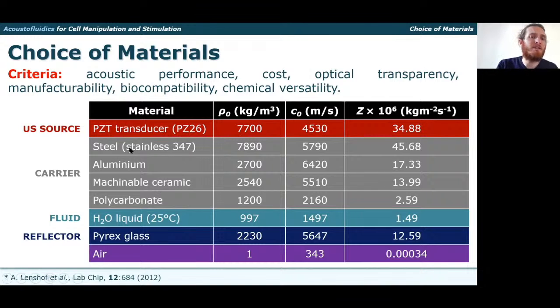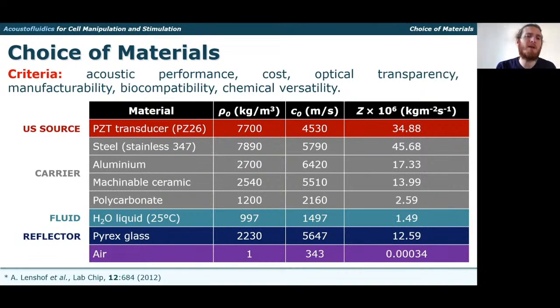As you can see here, different materials can be used as the constitutive material for the carrier layer. In some cases, polymers are used, but they present a much lower acoustic impedance compared to materials such as aluminum or machinable ceramics. And finally, the reflector layer is often a glass layer, so a glass slide or cover slip, which has an acoustic impedance which is significantly greater than the impedance of the fluid layer, which results in a reflection backwards into the fluid layer to establish the standing wave field.